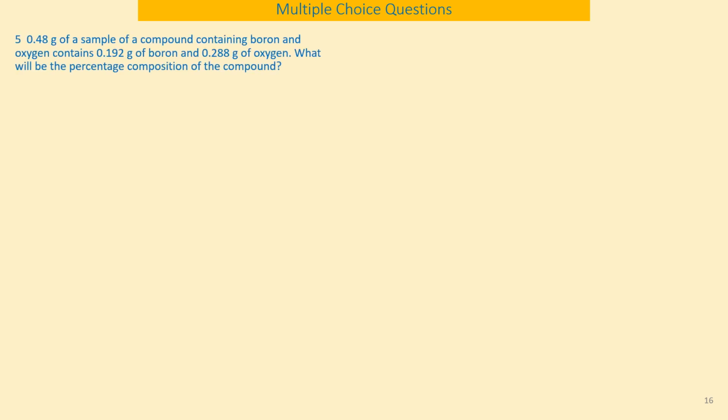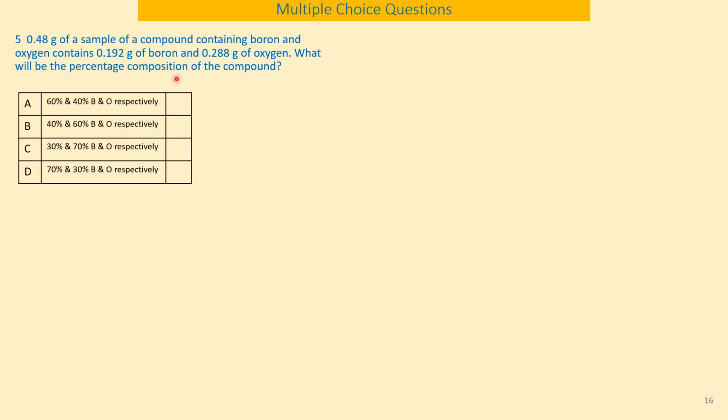Next question. 0.48 grams of a sample of a compound containing boron and oxygen contains 0.192 grams of boron and 0.288 grams of oxygen. What will be the percentage composition of the compound? So this question is about calculation of percentage composition. Four options are given. Please read all four options and we will analyze.